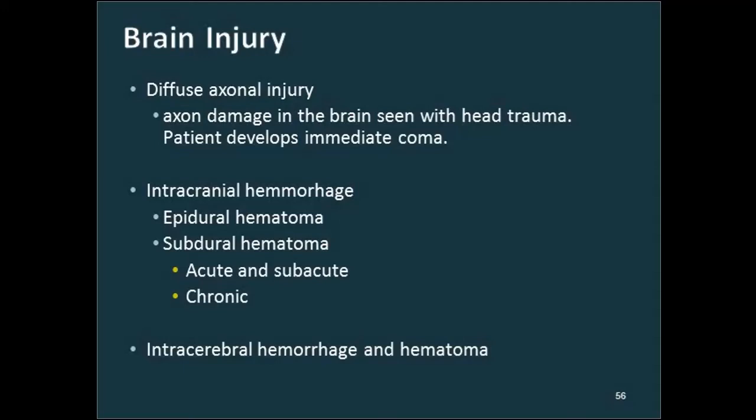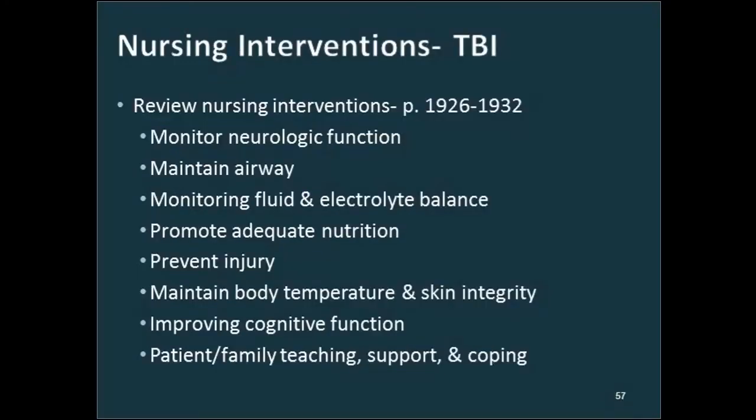Intracranial hemorrhage can be broken into two categories: epidural hematoma and subdural hematomas, which we're going to go into in depth in just a minute. That's intracranial hemorrhage, and then intracerebral hemorrhage and hematoma is bleeding from trauma or a ruptured aneurysm in the cerebral vessels. So there's actual bleeding inside brain tissue, okay? That's intracerebral, okay?